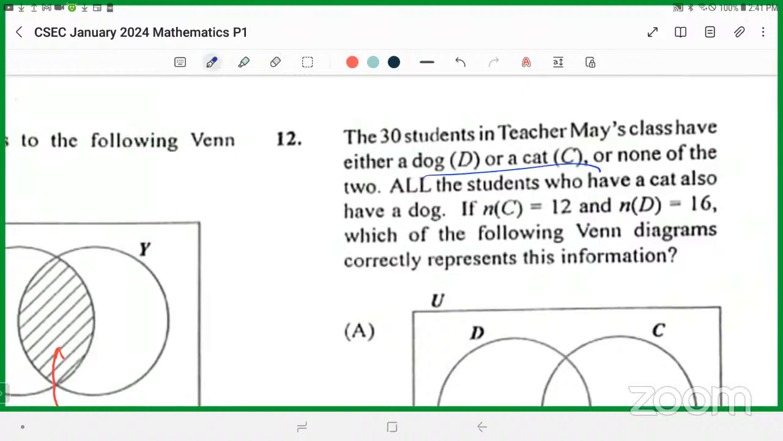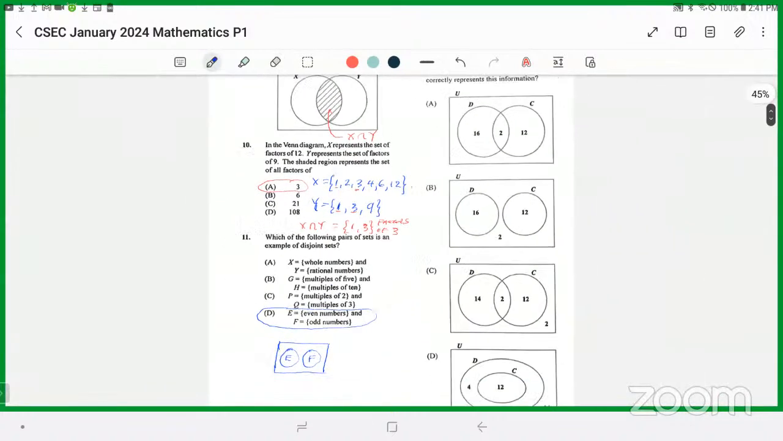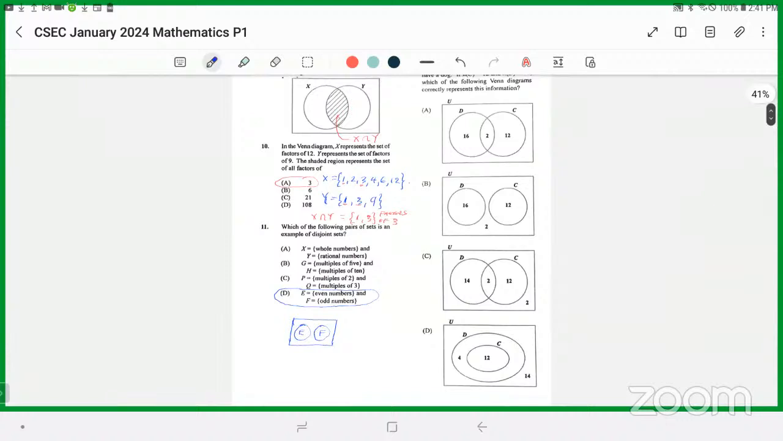It's about cats and dogs. And they basically just change up the information a bit. And they give you these Venn diagrams. And depending on the information they give you, this might be the right one, this might be the right one, this might be the right one, or that might be the right one. All right, so we have to be careful.